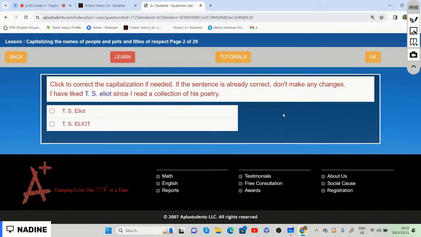I have liked T.S. Eliot since I read a collection of his poetry. So is it the first one, which is T.S. Eliot, or the second option, which is T.S. Eliot, and everything is capitalized?